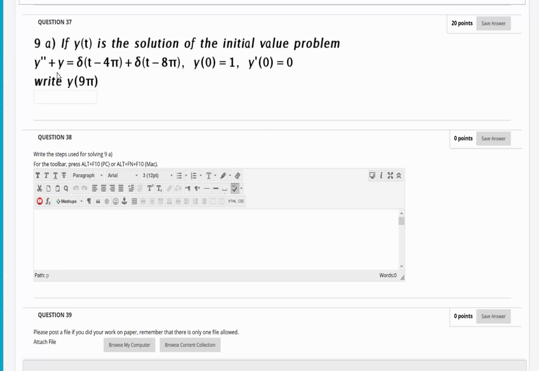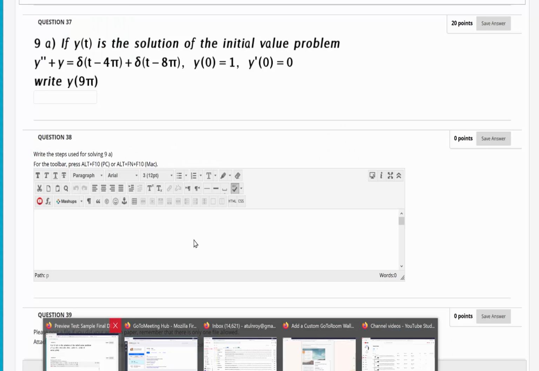So now let's look at question number 9. We have to find y at 9 pi, where y is the solution of this initial value problem. All right, so what I would do is go back to my comfort zone, that is this equation editor.